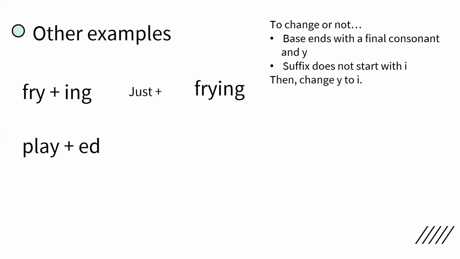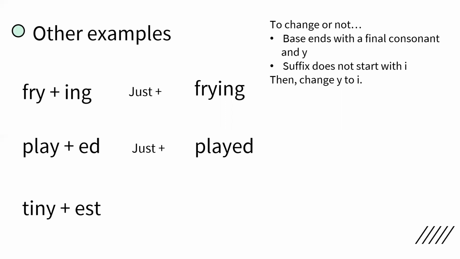Our next example, we have the base play plus the suffix ed. So let's go through our checklist again. Does our base end with a consonant and then a Y? Well, in this case, no, it doesn't. We have an A, which is a vowel, and then our Y. So because we answered no to that question, we'll just add again. So this one's easy, P-L-A-Y-E-D, no changes made.